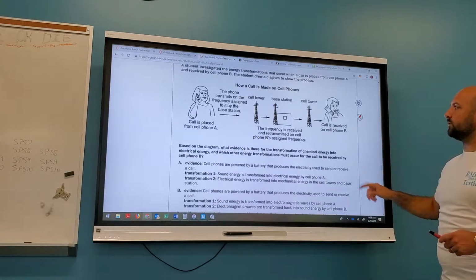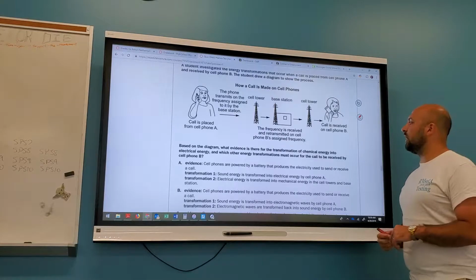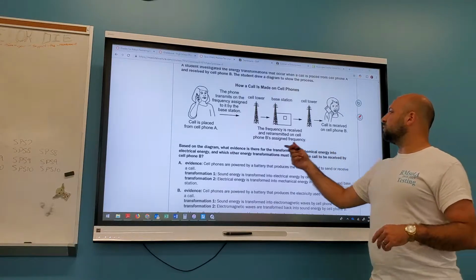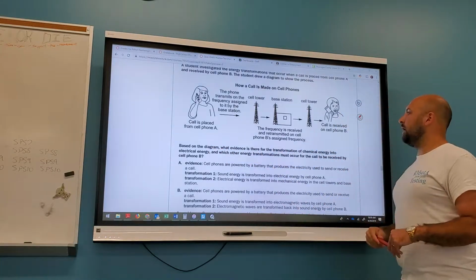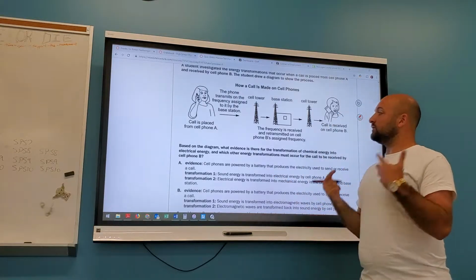So let's look at what they want from this question. Based on the diagram, what evidence is there for the transformation of chemical energy into electrical energy, and what other energy transformations must occur for the call to be received by cell phone B? So this is a 2-parter.